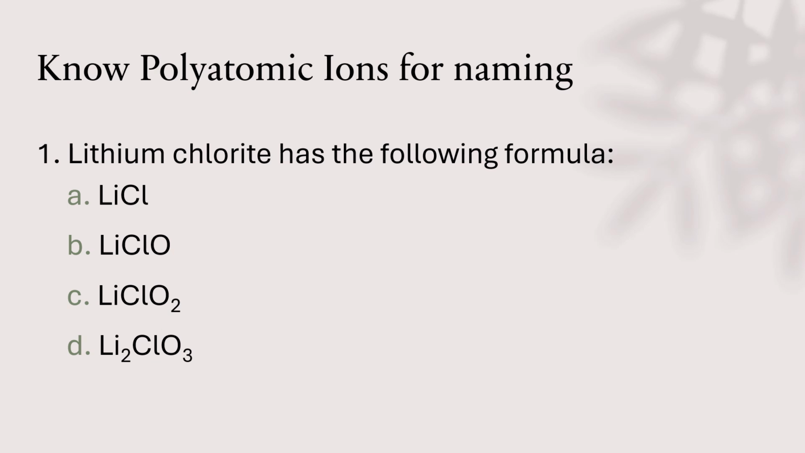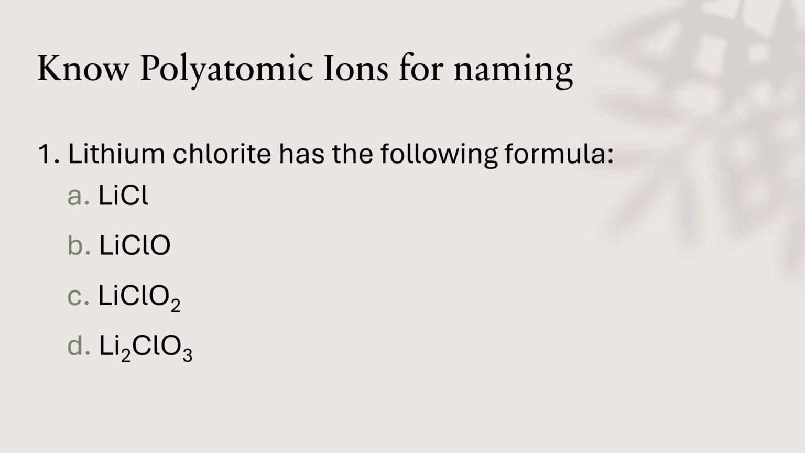All right, so first off, you're going to need to know the polyatomic ions. This is mainly going to be used in naming on these multiple choice questions. We memorized the polyatomics at the very beginning of the semester. If you made flashcards, you might want to review those again.